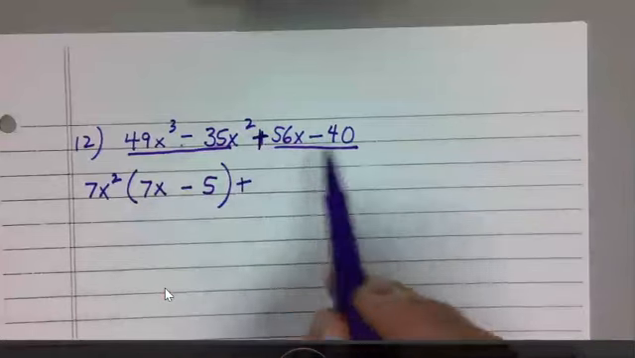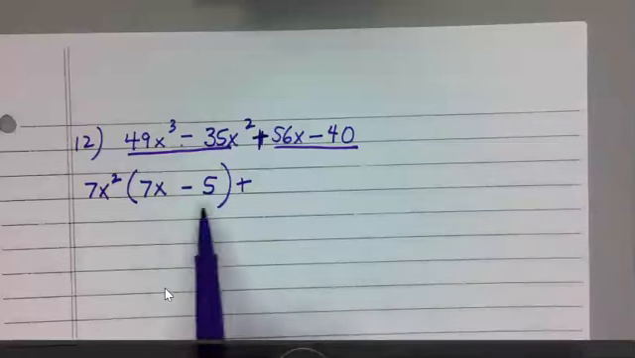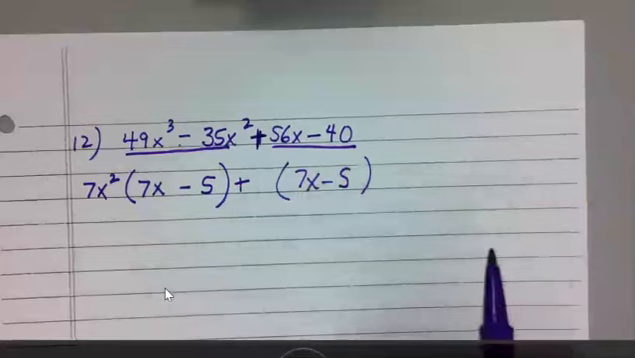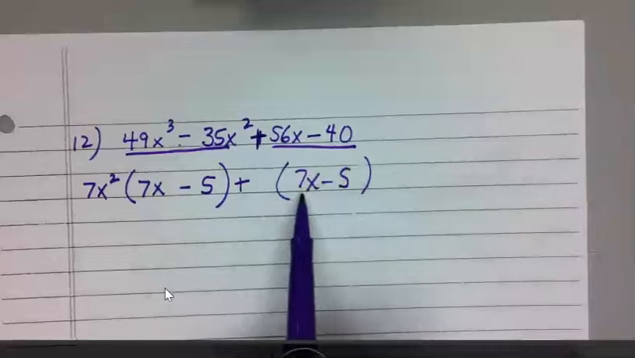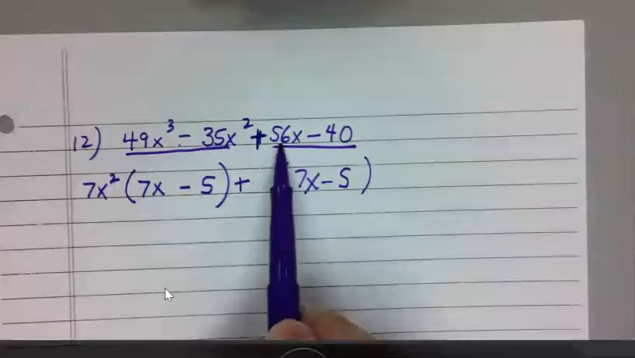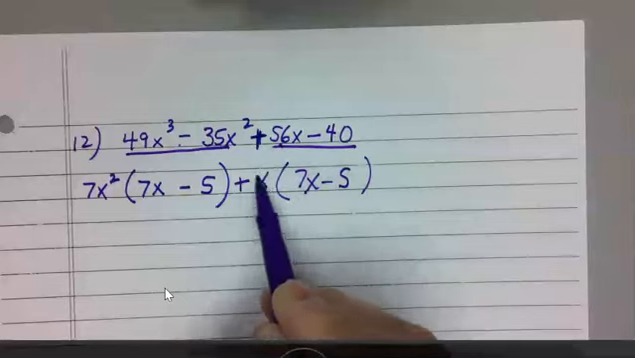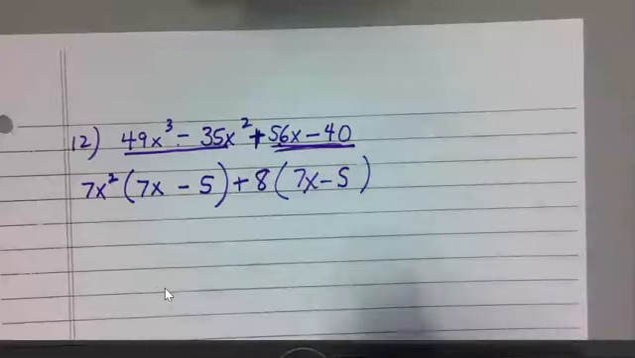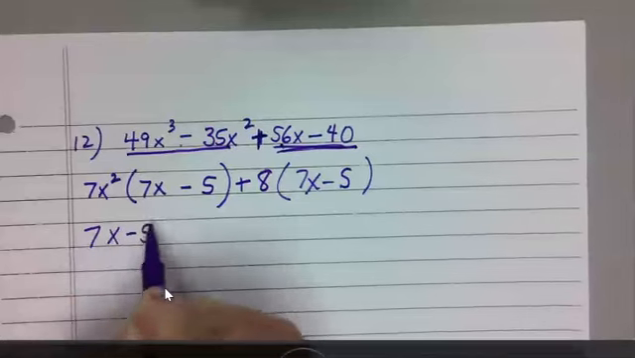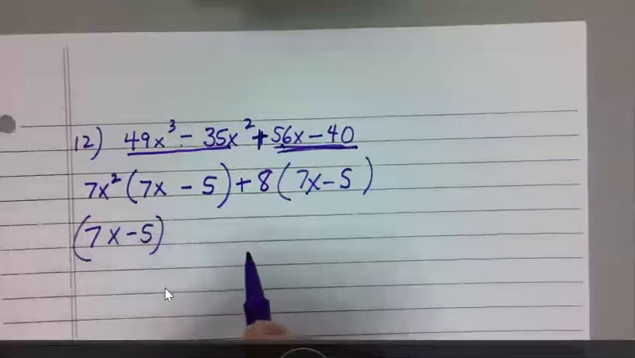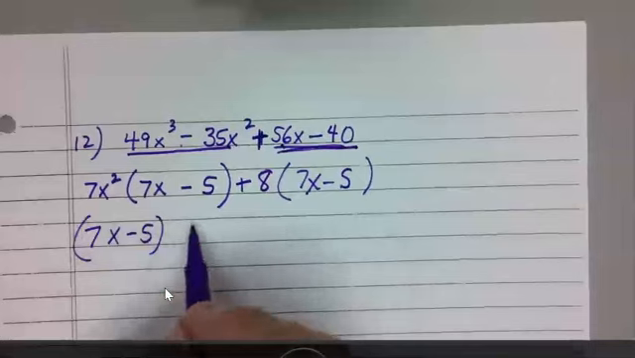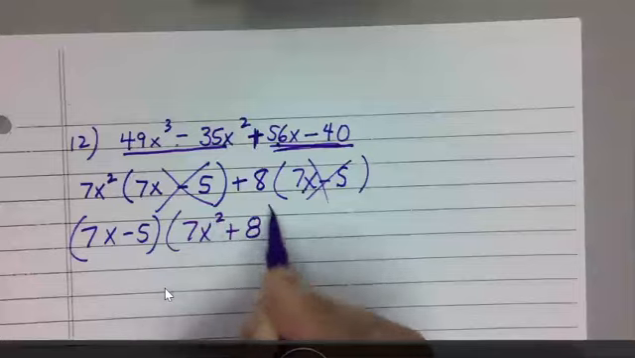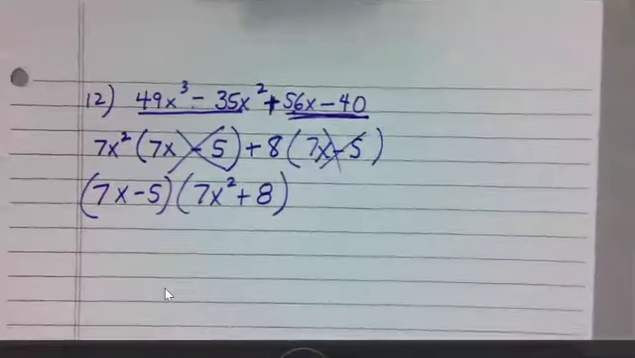So what I look at here, just real quick, we want to get a 7x minus 5 here, don't we? Correct? So what would you multiply times 7x to get 56x? 8. There's your GCF. And then when I distribute, I get this, don't I? So then that gives me 7x minus 5 multiplied times 7x squared plus 8. There it is.